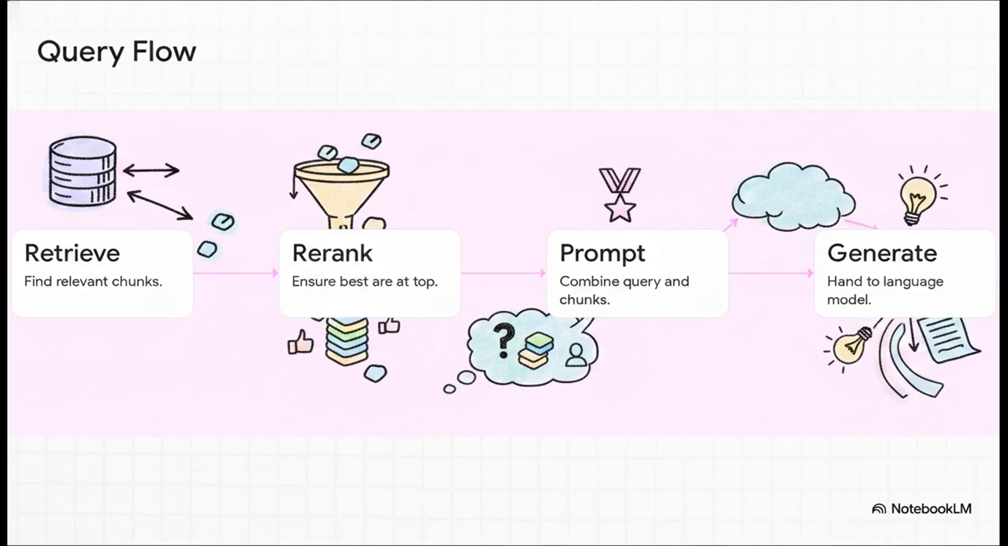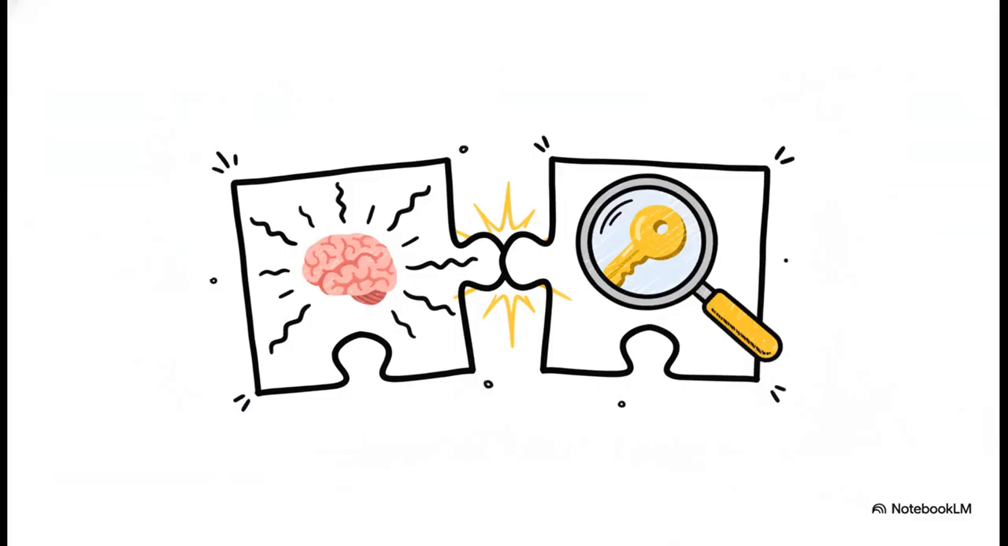Next, we re-rank them to ensure the absolute best ones are at the top. Then, we actually construct the prompt by combining the user's question with those specific chunks. And finally, we hand the whole shebang over to the language model to generate the answer. But wait, how do we retrieve the best chunks in the first place?